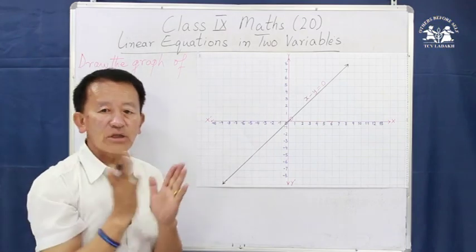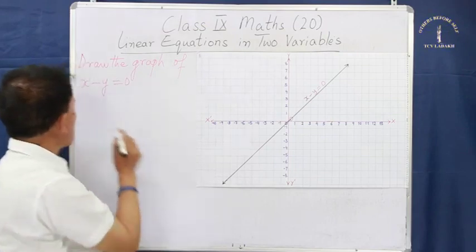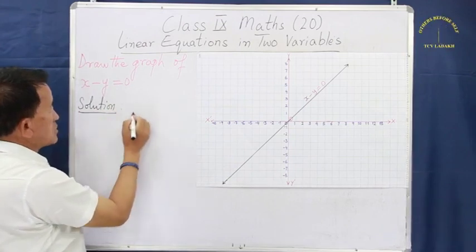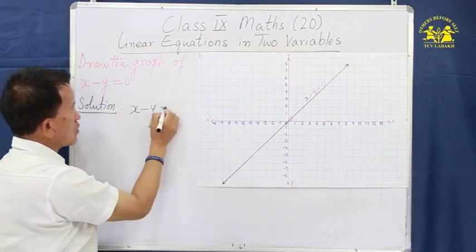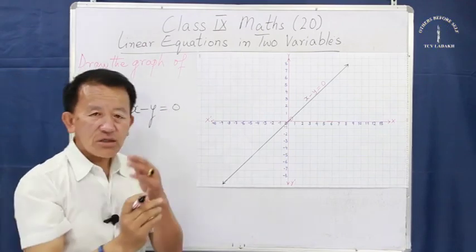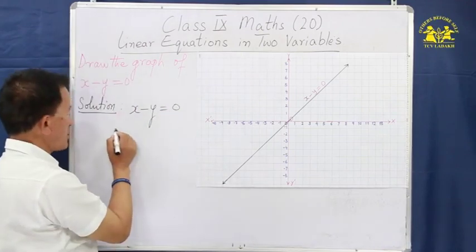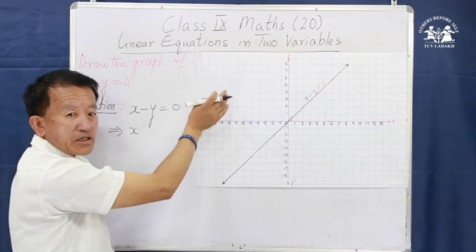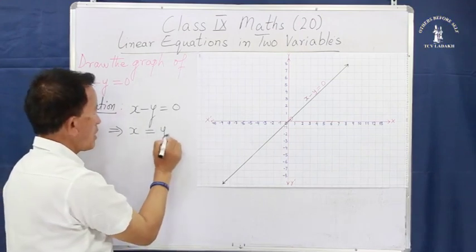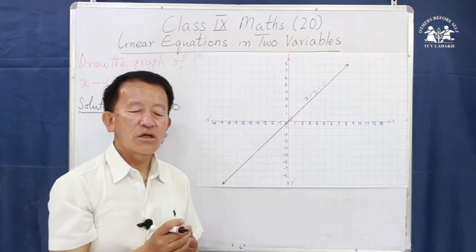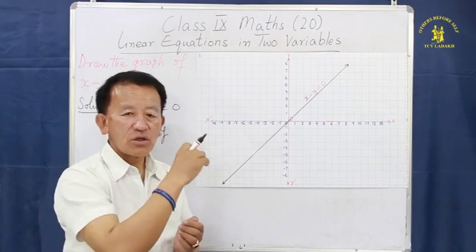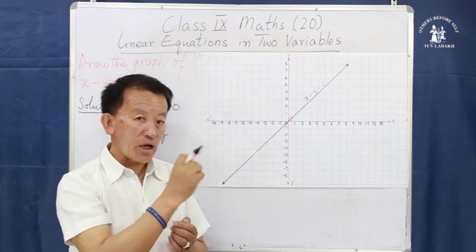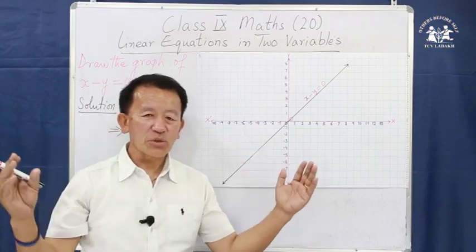Now this is a simple equation. We can slightly modify this. If we carry minus y to the right hand side, it will become plus y. So all the values of x are equal to all the values of y, and x and y are equal.